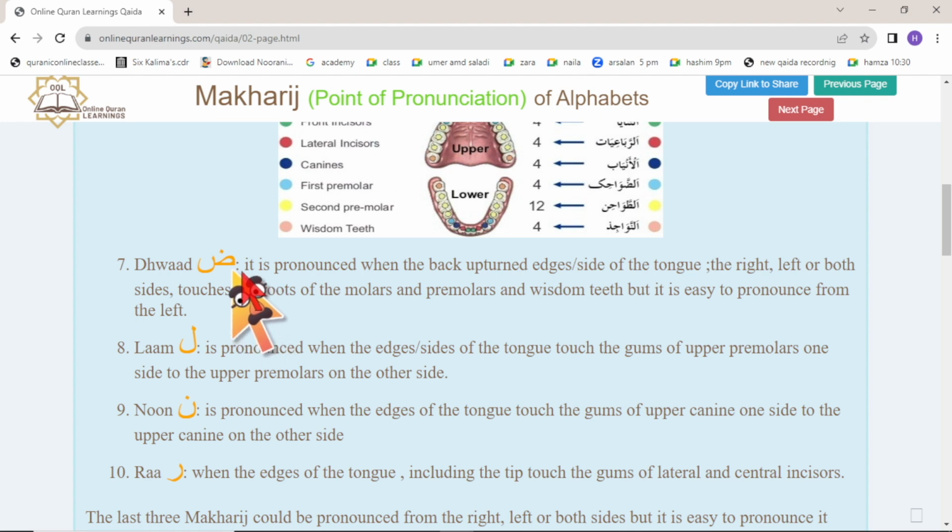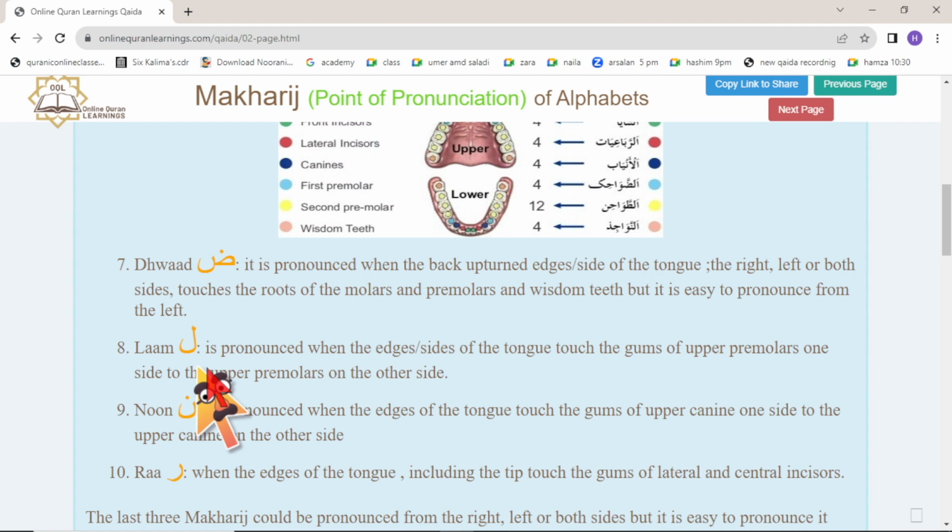So we'll pronounce the letter Dhad. Repeat after me. Dhad. Next one is Lam. The method of pronouncing Lam is when the edges of the tongue touch the gum of the upper premolar on one side to the upper premolar on the other side. When the edge of our tongue touches our first two teeth of the mouth, Lam will be pronounced.